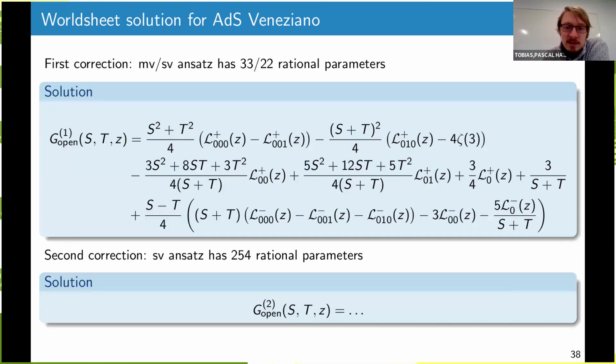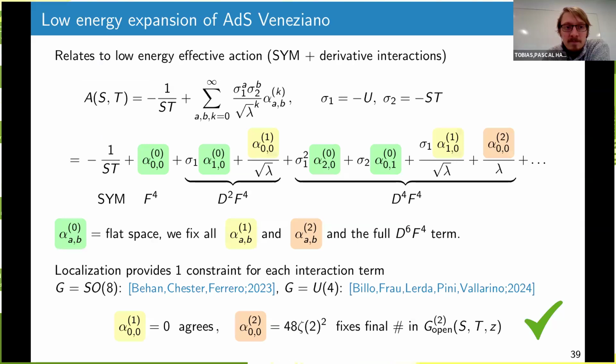And so this is the answer. The ansatz has either 33 or 22 parameters, depending on whether we take a multi- or single-valued ansatz for the first correction. It looks like this. And the second correction then already has 254 parameters. So we can straight away go to the checks.